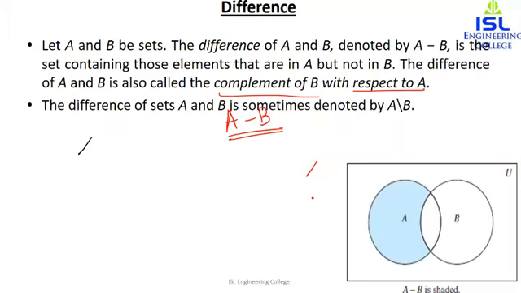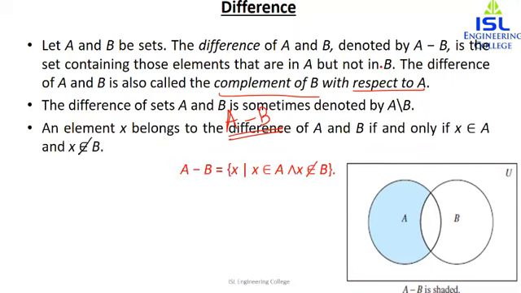The difference is also denoted by A slash B, and it is also known as A minus B. By using the connective, an element X belongs to the difference of A and B if and only if X belongs to A and X does not belong to B. So we can write it using and: X should be in A and X should not be in B.